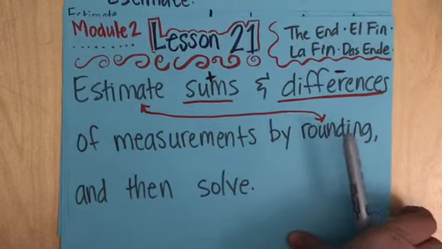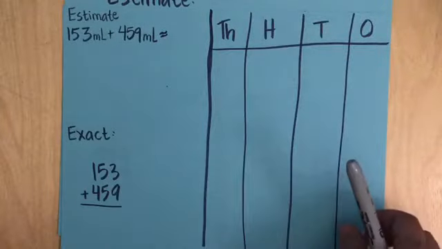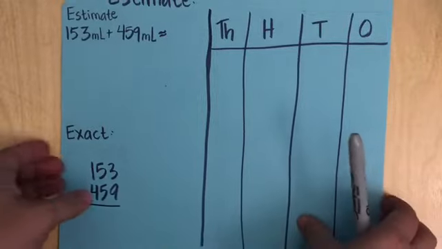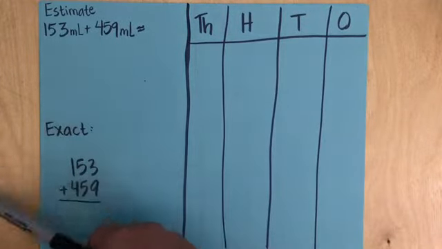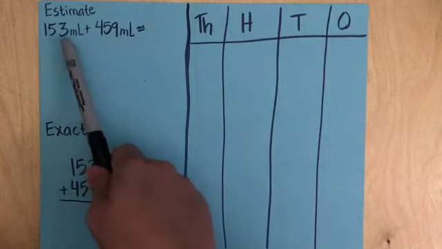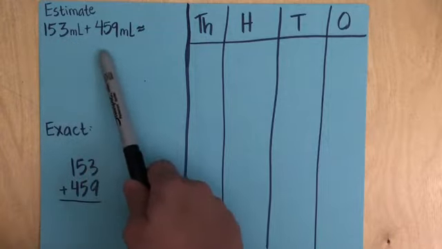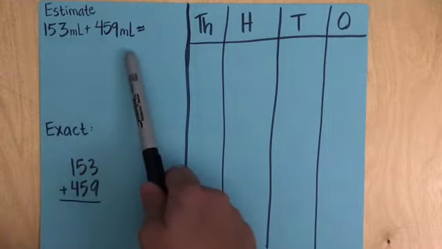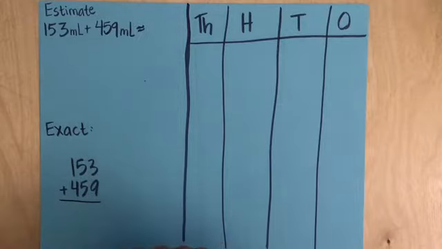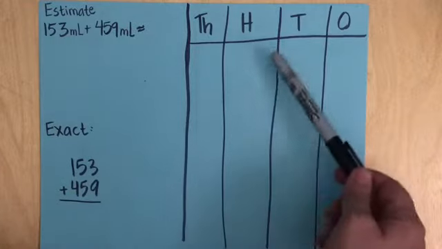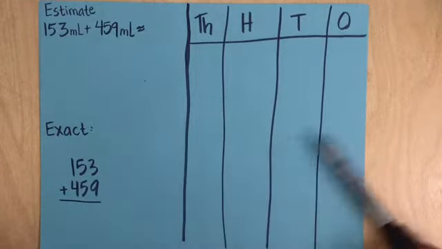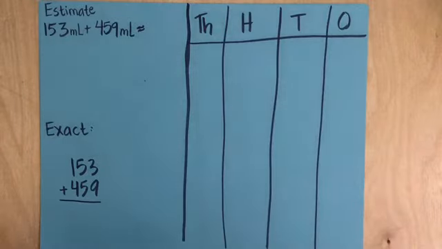Let's get started. On our first problem today, I'd like you guys to copy this down onto your notes. Go ahead and find the estimate of if you had 153 milliliters of juice and you added 459 more milliliters, how much would you have? Go ahead and find your estimate, find your exact answer, and prove your exact answer with your place value chart. Press pause and then press play when you're done.